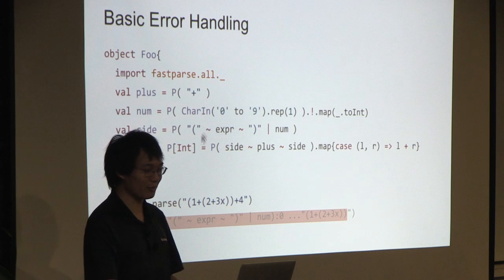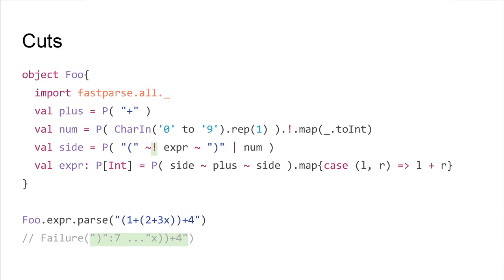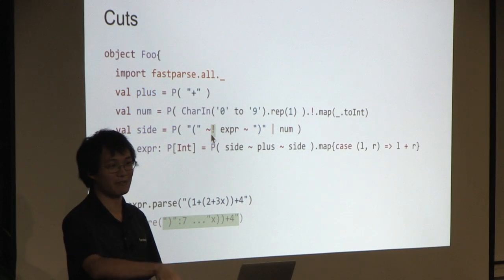Like, I know we've crossed the open paren. It can definitely not be a number. You don't know, but I know. And the way you tell FastParse that is with a cut. After you cross the cut, no backing out. You are committed. You will keep going, and if you fail, the error must be somewhere after the cut.